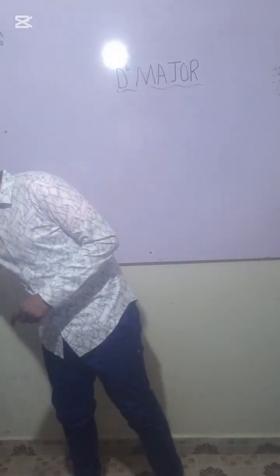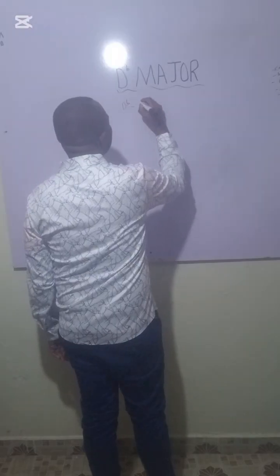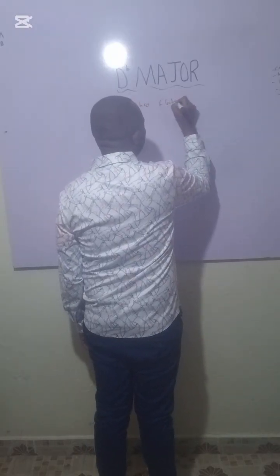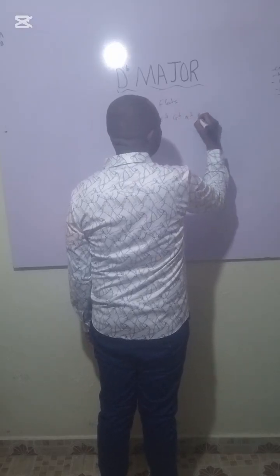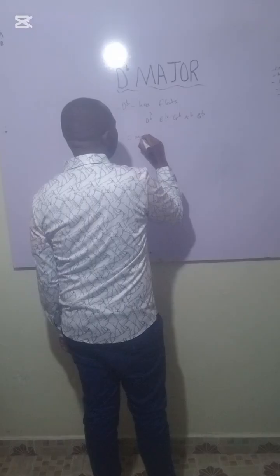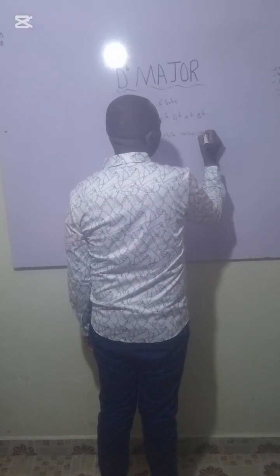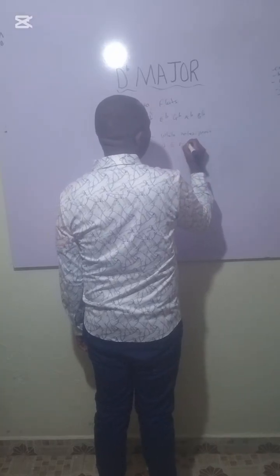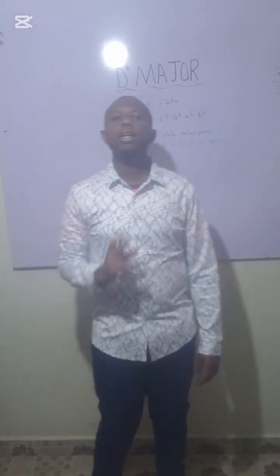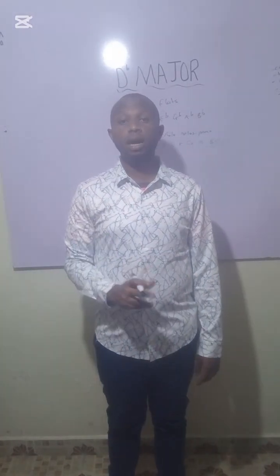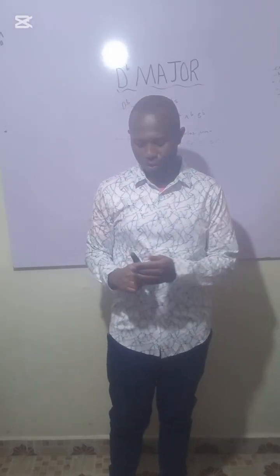Let me write it. So D flat has 5 flats, which are D flat, E flat, G flat, A flat, and B flat, while the C major scale has the white notes on the piano, which are C, D, E, F, G, A, B, C. So guys, that is the difference between D flat major and C major. D flat major has 5 flats, C major, the white notes on the piano. Now let us answer our final question.